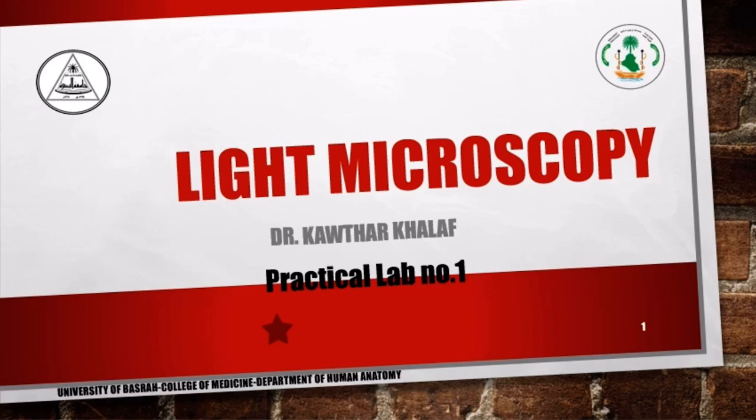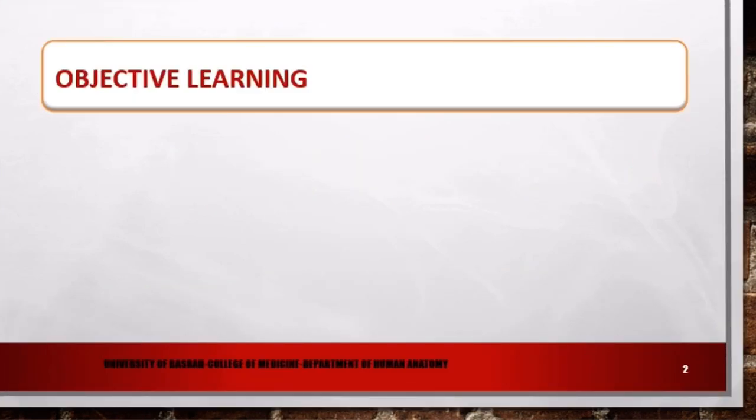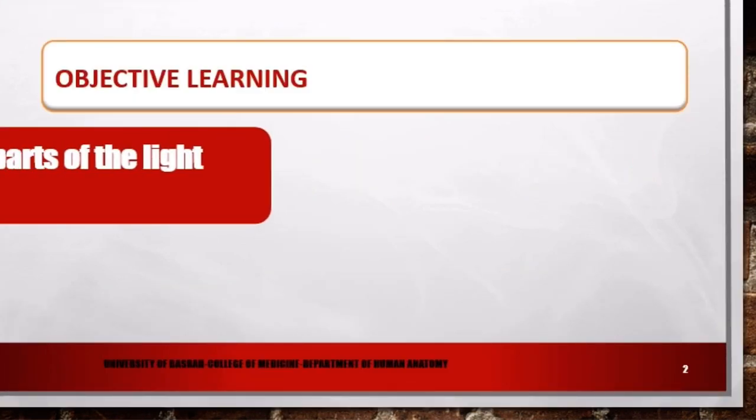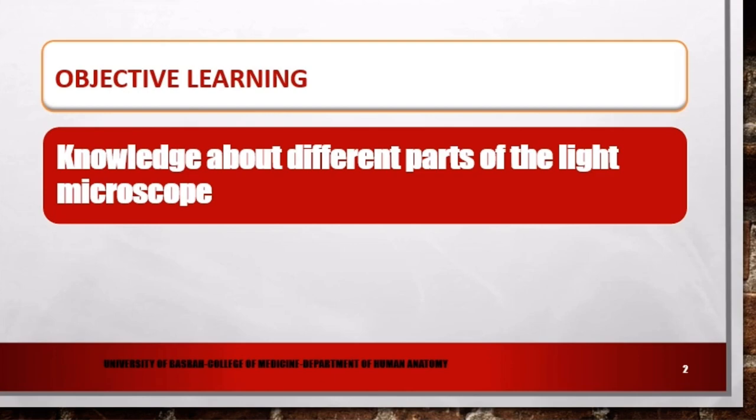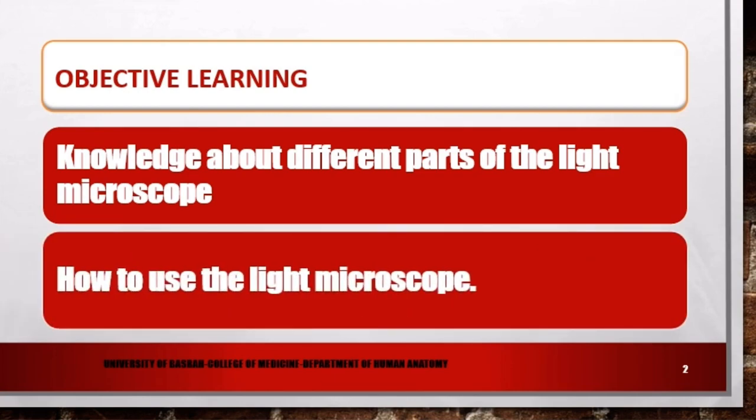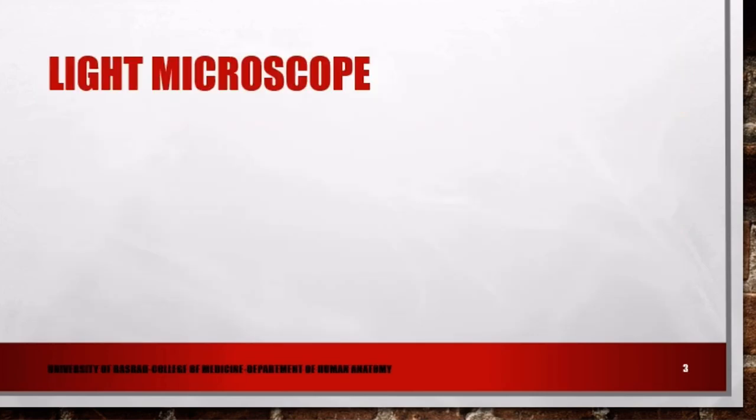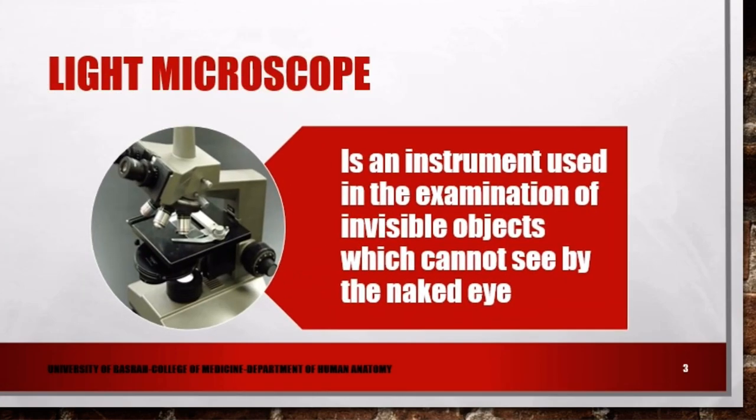The first practical lab is about light microscopy. The objective learning of this lesson is knowledge about different parts of the light microscope and how to use the light microscope. What's the meaning of light microscope? Light microscope is an instrument used in the examination of the invisible objects which cannot be seen by the naked eye.